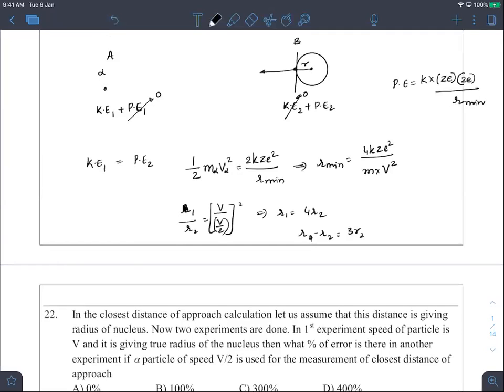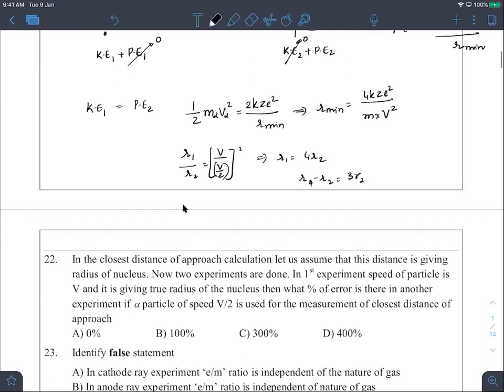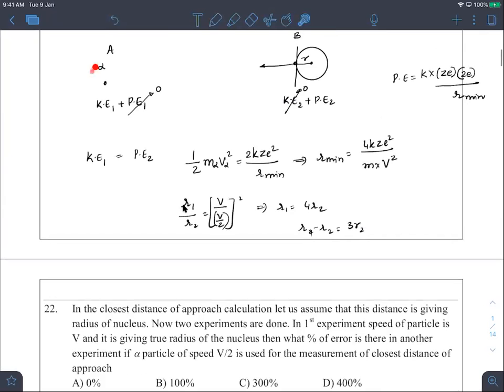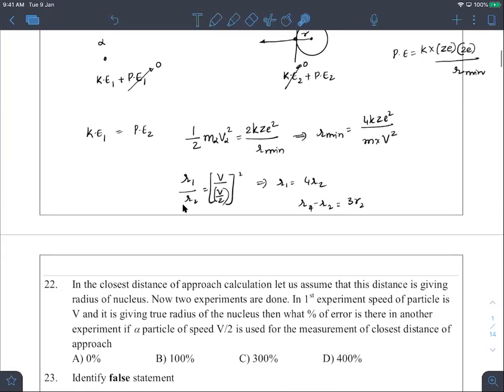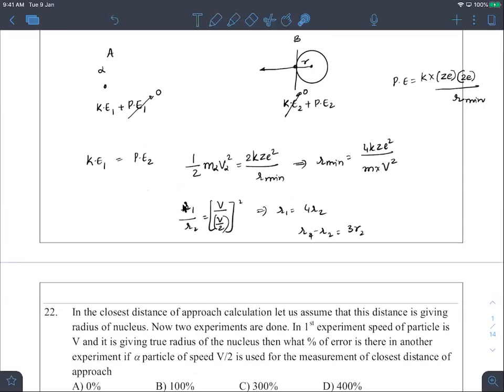Sir, there it is written in the first experiment speed of particle. That particle is also alpha particle. What, beta? Does it matter? I've written it for alpha particle because we do it for Rutherford's experiment. But whether it is an alpha particle or any particle, R and V will be related this way only, no beta. Okay, sir.